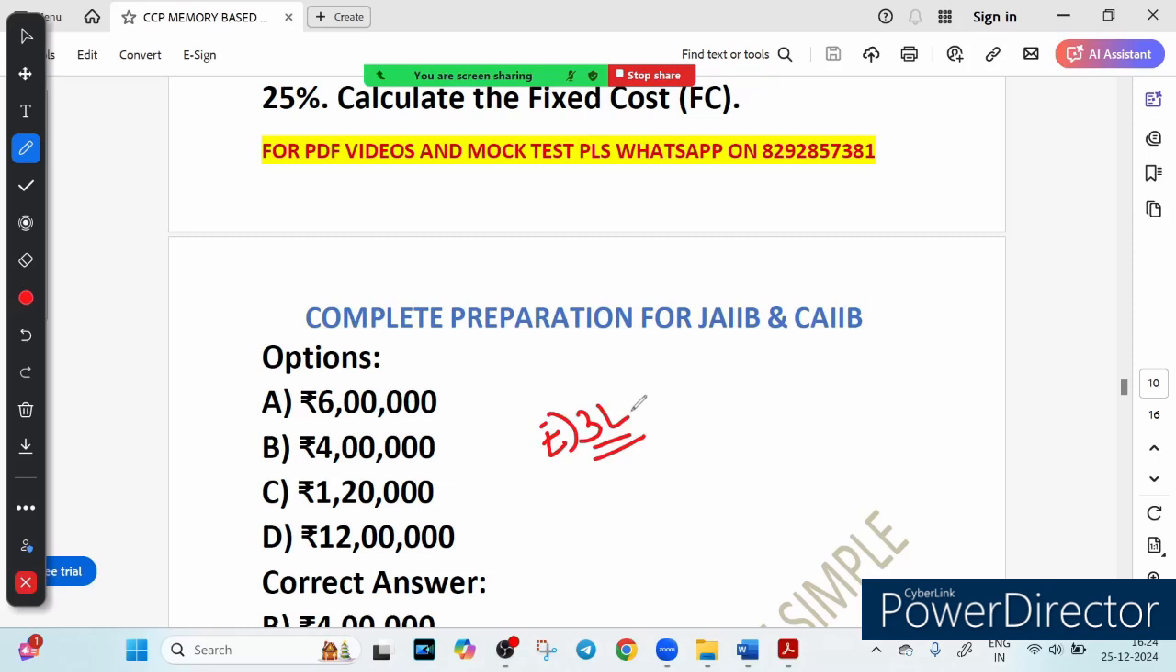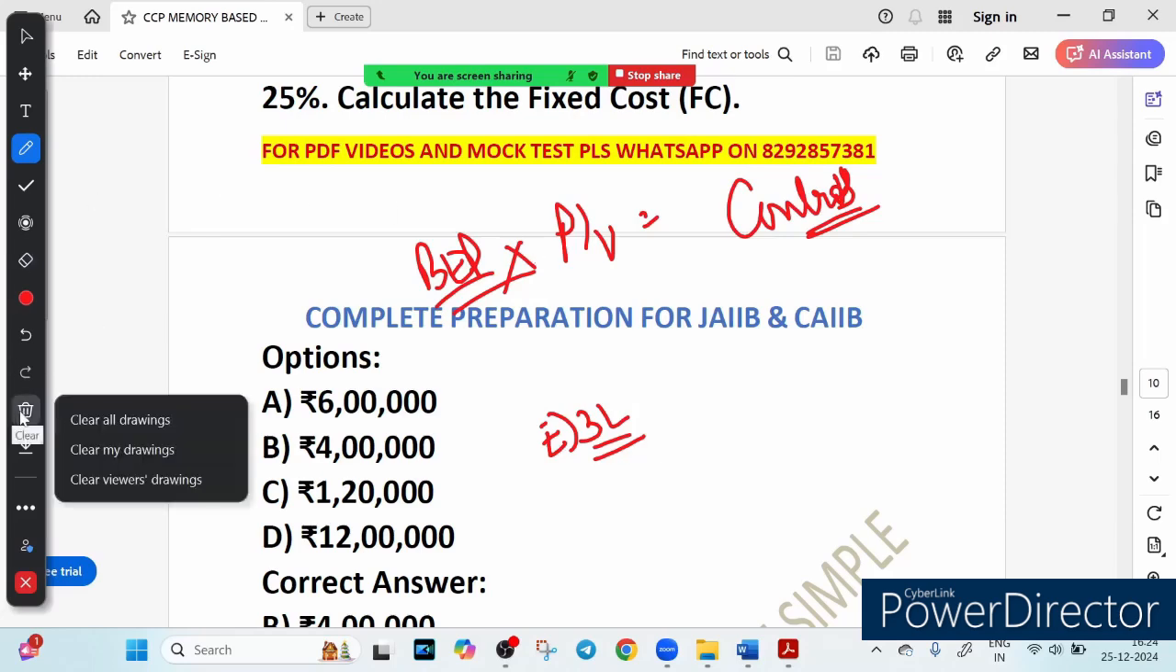Break even point is the level of sales at which there is no profit or loss. P by V shows the contribution margin as a percentage of the sale. I already told you, it shows you the contribution margin, right? Contribution margin as a percentage of the sale. So that's why P by V, if you multiply with BEP, this will give you the contribution. And for fixed cost calculation, use the BEP and P by V ratio to find fixed cost when sales details are provided. So this is how you have to calculate this.